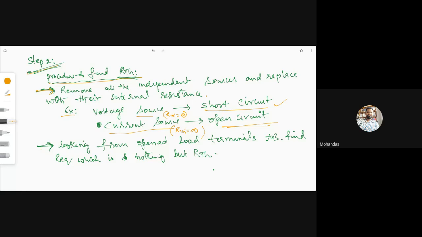Next, looking from the opened load terminals AB, find the R equivalent, which is nothing but R Thevenin.